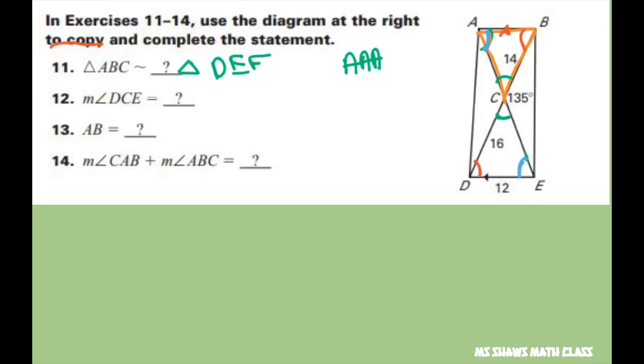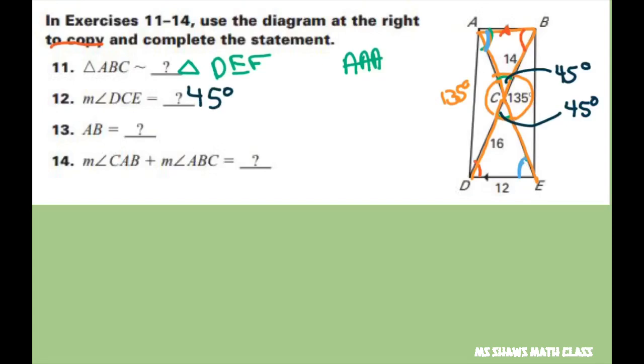Now, we want to find the measure of angle DCE. So where's DCE? So here we go. DCE. So this angle here is 135, and these are supplementary angles. So this angle here would be 45 degrees, and this angle here would be 45 degrees, because 45 and 135 is 180. So it's equal to 45 degrees.